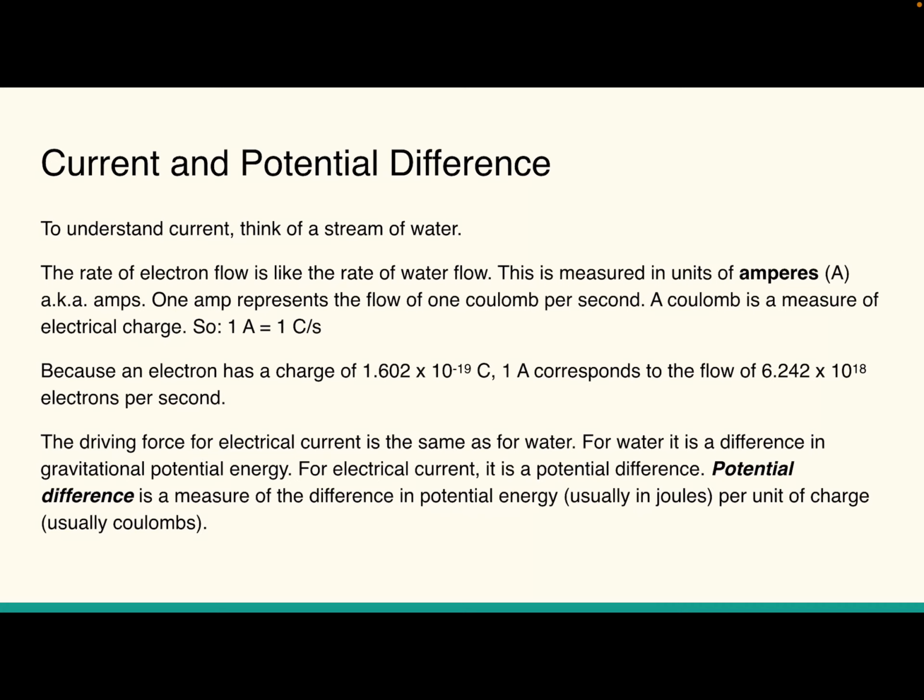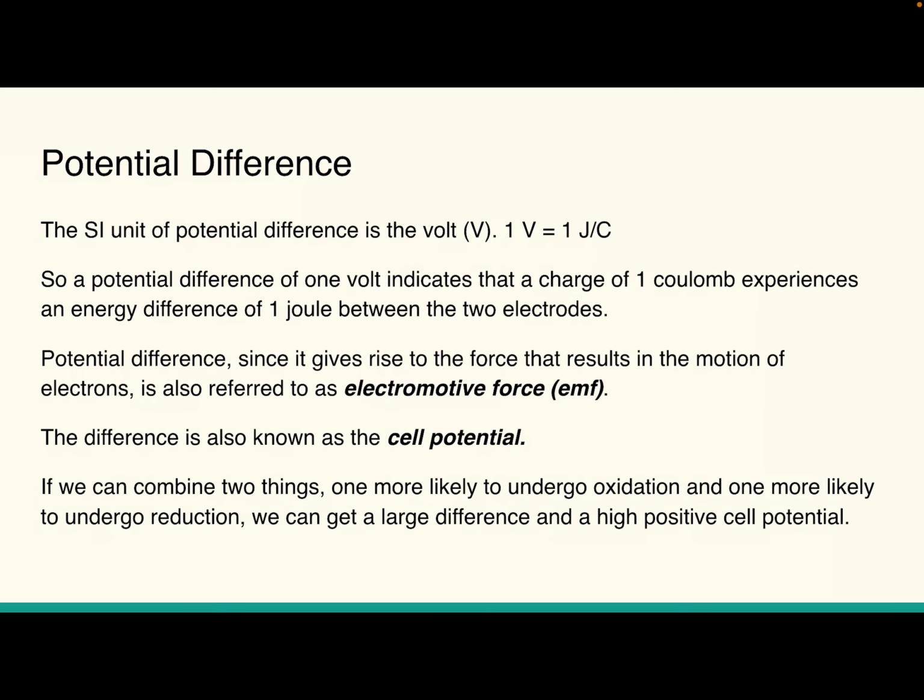So the potential difference is a measure of the difference in potential energy, usually in joules, per unit of charge, usually coulombs. So we're looking at how the potential energy changes per unit of charge over the course of the reaction. The SI unit of potential difference is the volt, and a volt is a joule per coulomb. What this means is that a potential difference of 1 volt means a charge of 1 coulomb experiences an energy difference of 1 joule between the two electrodes. So 1 coulomb will change 1 joule between the two electrodes.